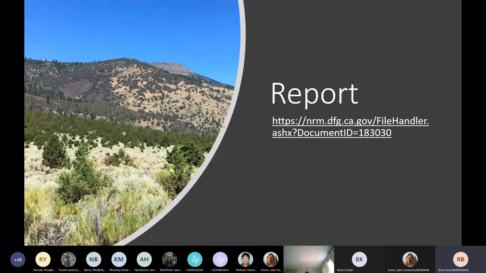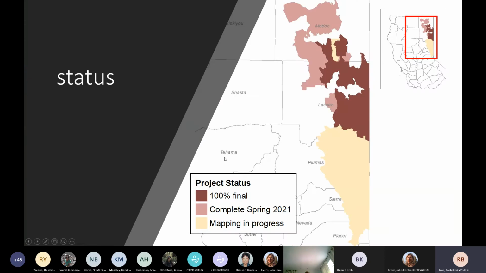Okay, I have just 2 more slides and then I swear I'm done. So I want to give you a quick status report on these projects. Phase 1 here in dark red is 100% complete and can be found on BIOS. Phase 2 and Eagle Lake maps are in pink here and are scheduled for completion next spring of 2021.